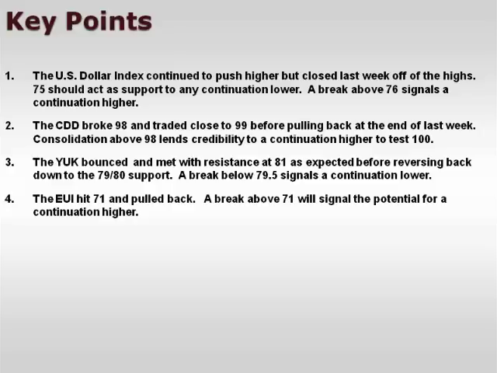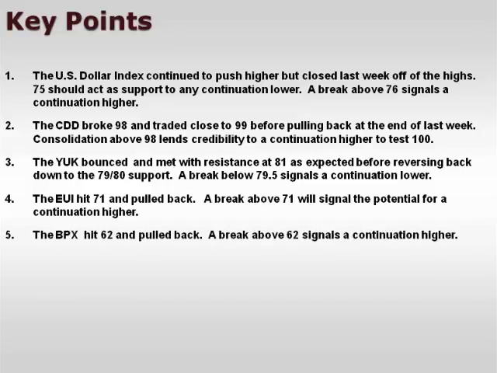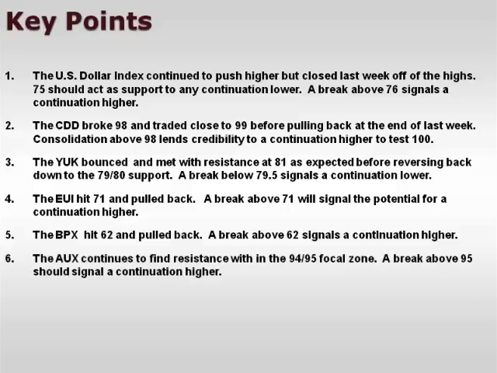The EUI hit 71 and pulled back. A break above 71 will signal the potential for a continuation higher. The BPX hit 62 and pulled back. A break above 62 signals a continuation higher. The AUX continues to find resistance within this 94.95 focal zone. A break above 95 should signal a continuation higher.